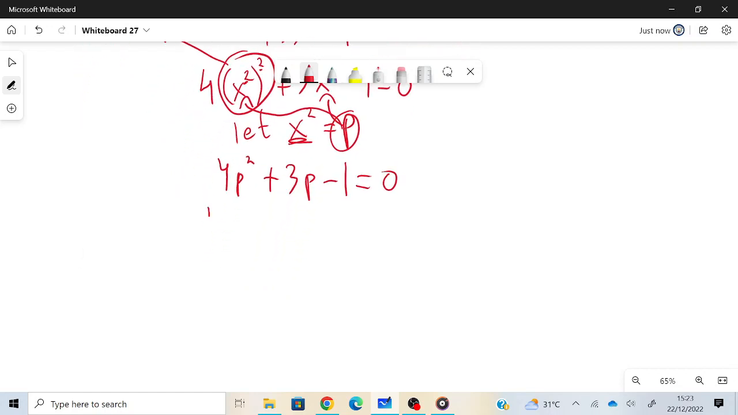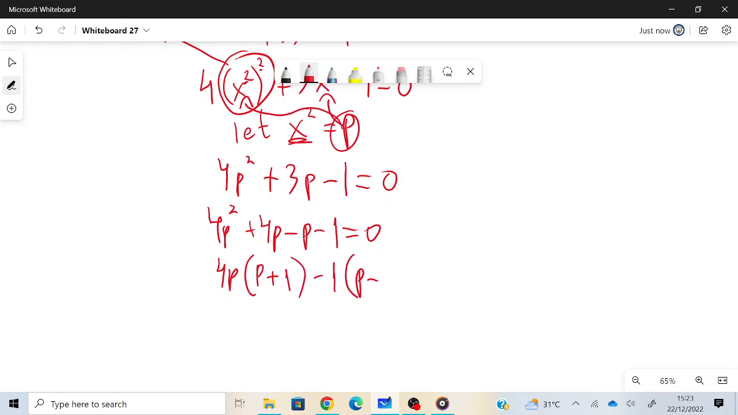So this would be 4p squared plus 4p minus p minus 1 equals 0. This can be factorized to 4p into p plus 1 minus 1 into p plus 1 equals 0.